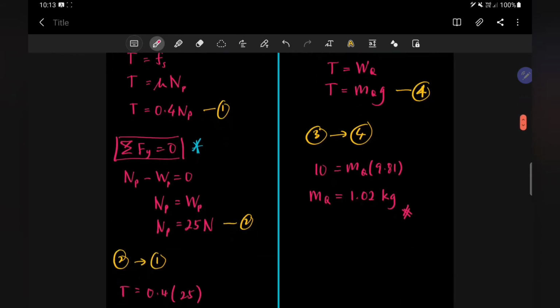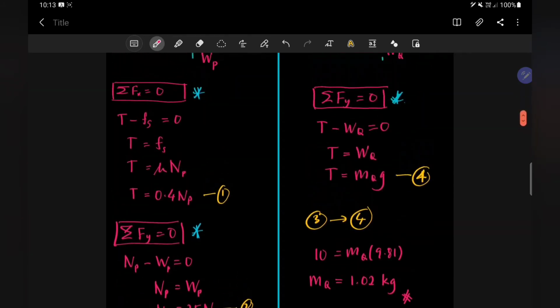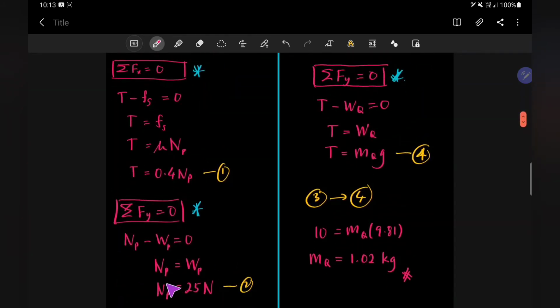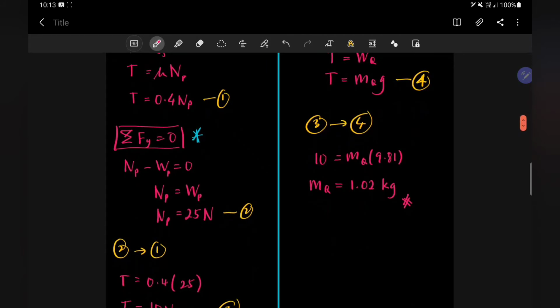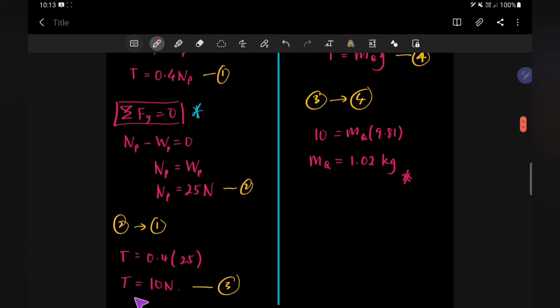Now we got the third equation already. We have calculated T before, isn't it? From the third equation here, T equals 10 Newton. Before that, this is N_P, calculated before already. So substitute into the first equation. We just sub N_P into this equation, and then you will get the tension, isn't it? So the tension is calculated already, which is 10 Newton.